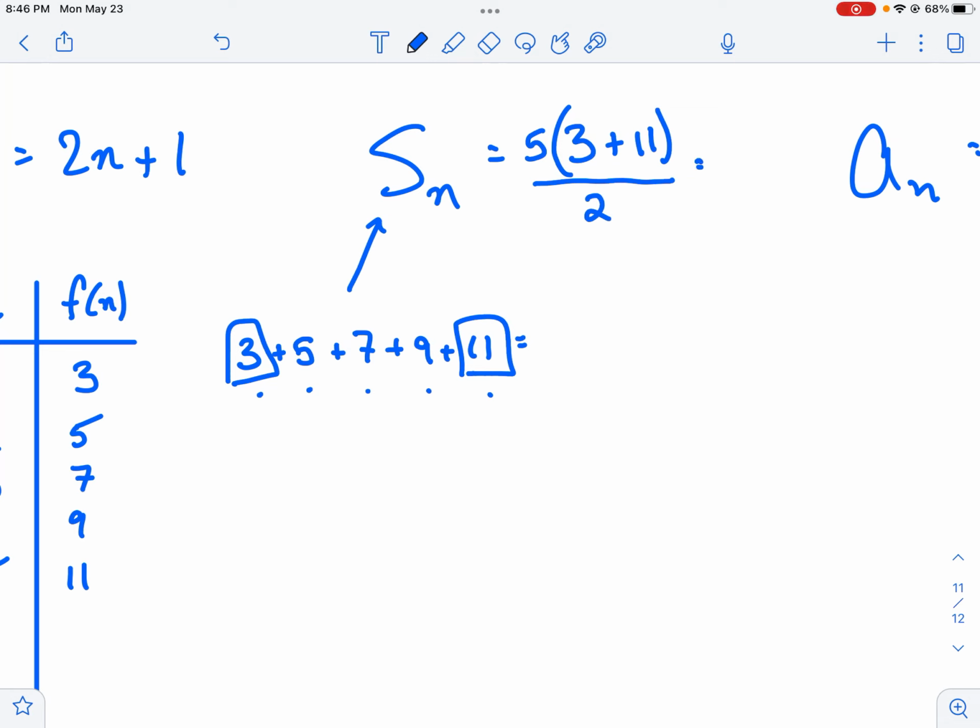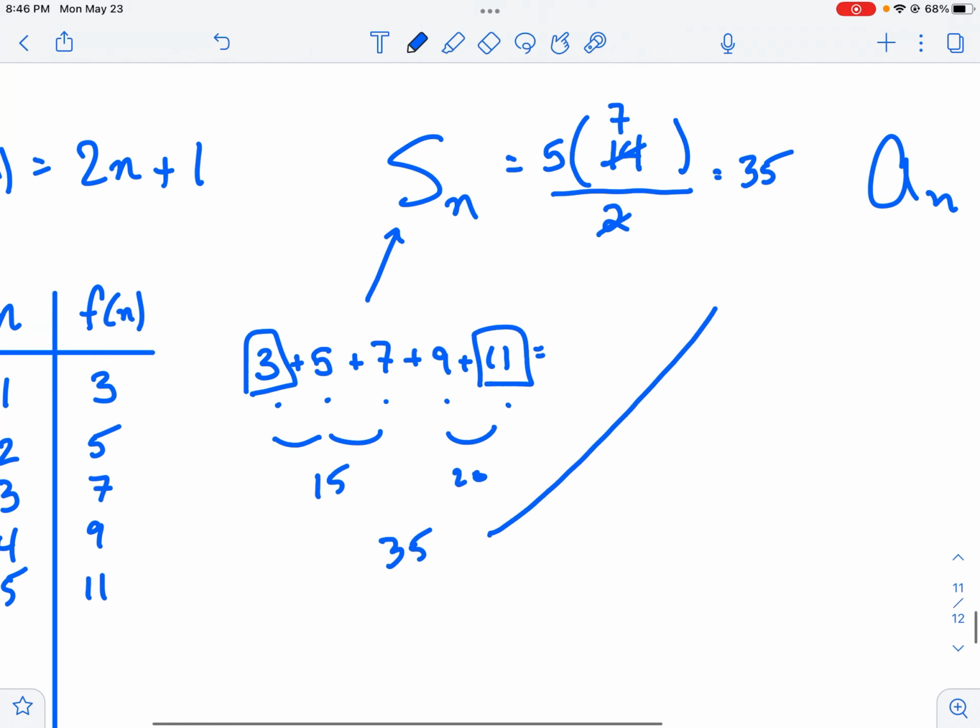And let's see, 3 plus 11, you can pause and go back anytime you want. So I'm going to go ahead and cheat a little. 3 plus 11 is 14. 2 goes into 14 7 times, and 5 times 7 is 35. And sure enough, 3 plus 5 is 8, plus 7 is 15. 9 and 11 make 20, and 15 and 20 make 35. And look, these two match up.